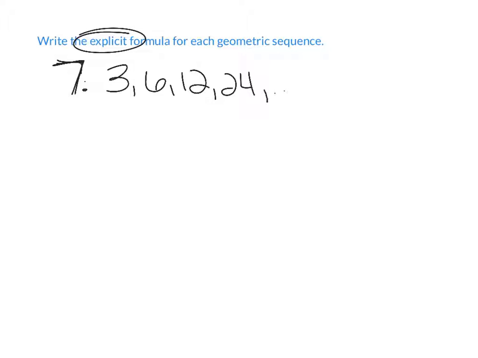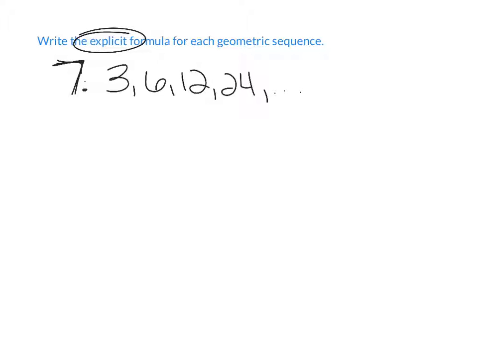Okay, now let's look at some where we're actually writing some formulas. So we want to write the explicit formula for each geometric sequence. So explicit formula is the key here. This is where we want to write how you can find any term in the sequence. This is the useful one. Okay, so we're really going to step out the first one. So let's say we have 3, 6, 12, 24.